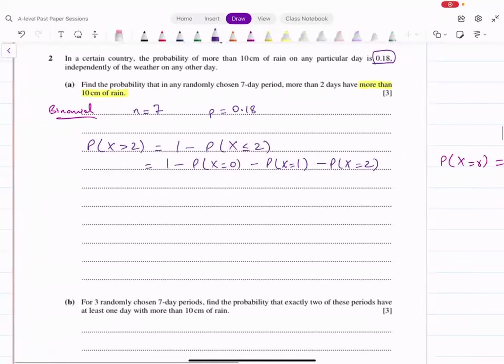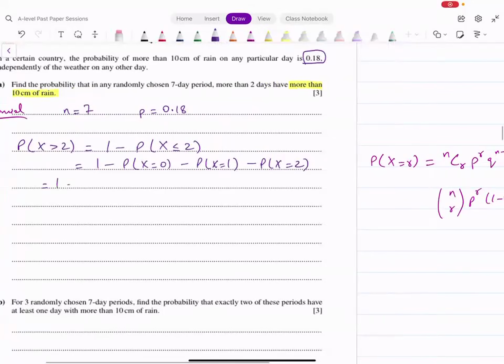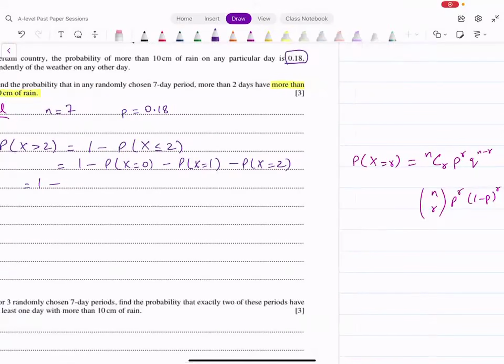क्या करें आप? Formula के अंदर values input कर दें. You've got 1 minus probability of x equals 0. That's going to be nCr. n की value क्या है? 7. r की जगह पे यहाँ पे क्या आ रहा है? 0. 7C0 into p raised to power r. p is 0.18 whole raised to power 0 into q. q यहाँ पे evaluate कर लेते हैं. 1 minus this, that's going to be 0.82. 0.82 raised to power 7 minus 0, it's going to be 7.